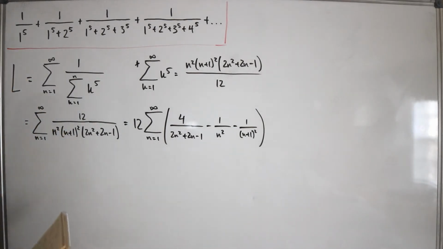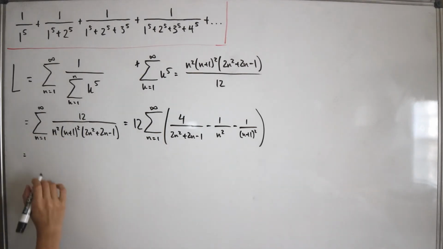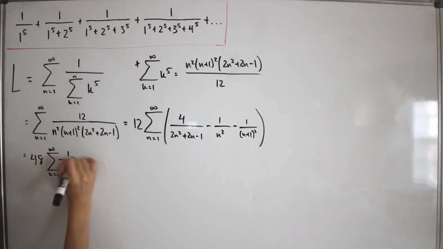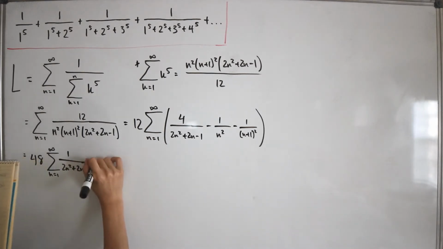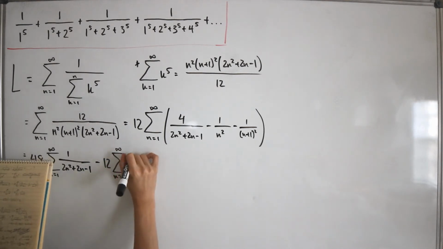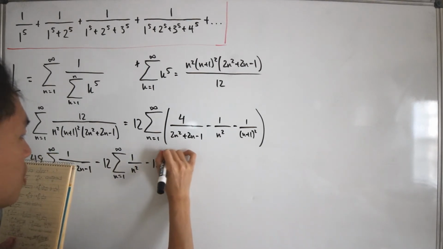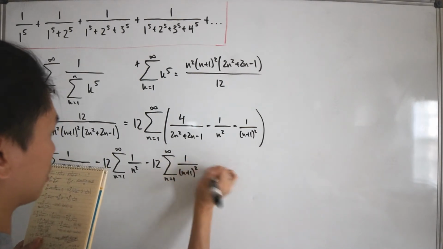But let's apply some linearity, and we're going to split this into 3 different sums. After applying linearity, we'll have 48, then the infinite sum starting from n equal to 1. First is going to be 1 divided by 2n squared plus 2n, and then minus 1. Then we're going to have minus 12 multiplied by the infinite sum, n equal to 1, of 1 divided by n squared. Then we're going to subtract 12 multiplied by the infinite sum, starting at n equal to 1, of 1 divided by n plus 1 quantity squared.